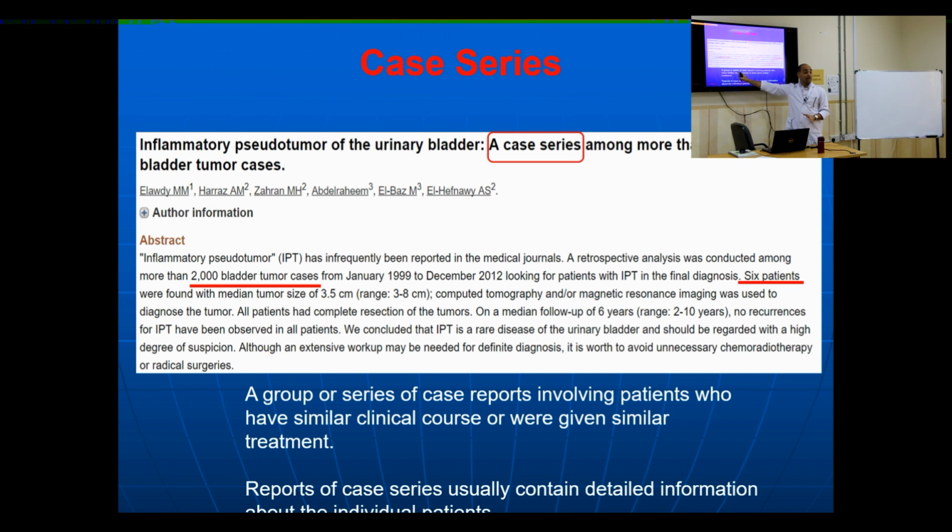So a case series is a group of patients who have a similar clinical outcome, similar treatment. More than one, it will be a series? Even 2? 1 or 2, it is a case report. You can say case report of two cases, but 3 or more is a case series. More than 3? Yeah, and 3, 4, okay? So it is a case series.